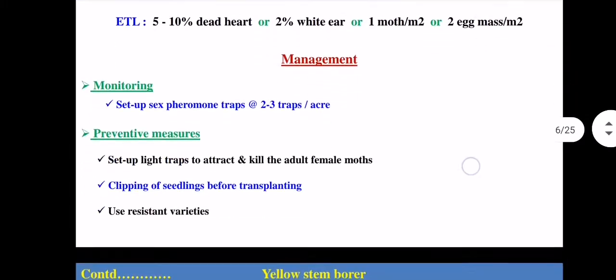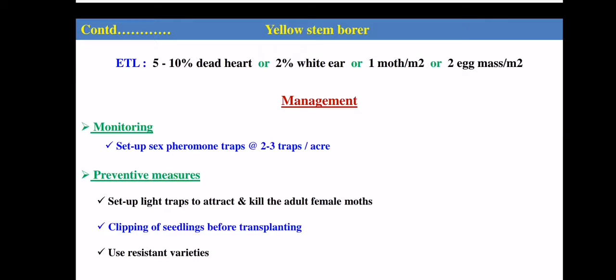Then different management strategies. First we will talk about the economic threshold level. If 5 to 10% dead heart is found in the crop, then you have to apply the different management strategies. Or you can also observe 2% white ear, or one moth per plant, or if you observe 2 egg masses on the plant, then you have to apply the different management strategies or chemicals.